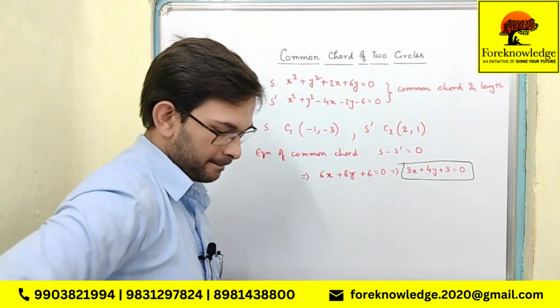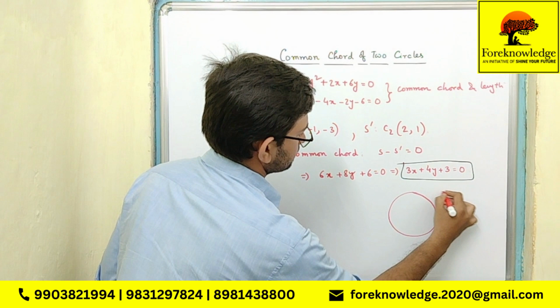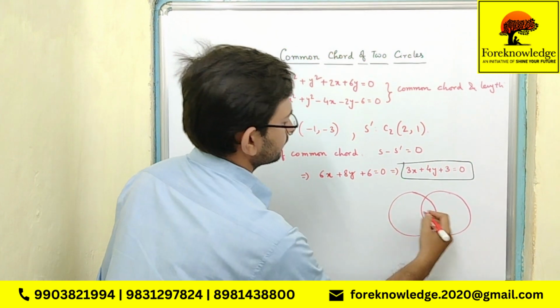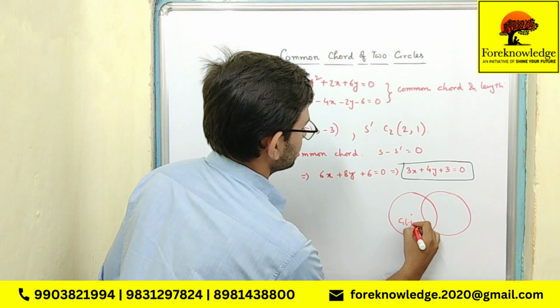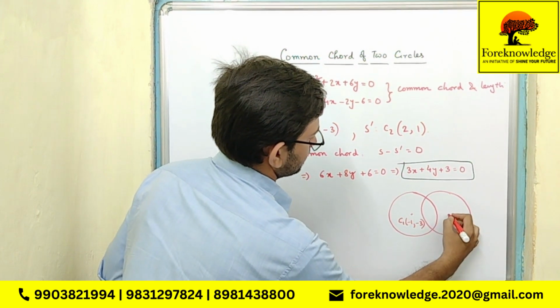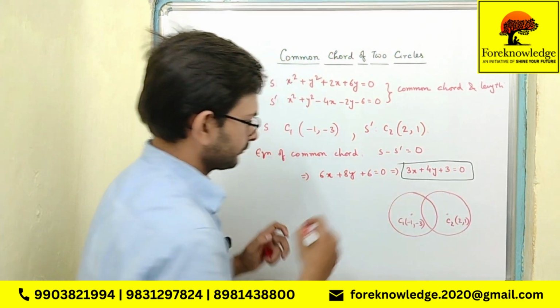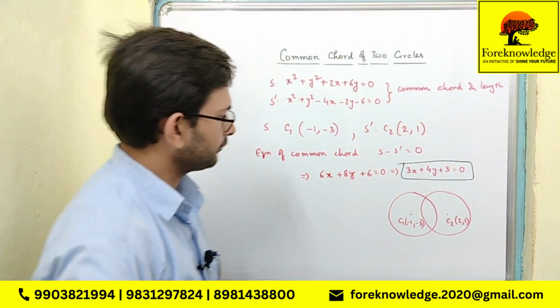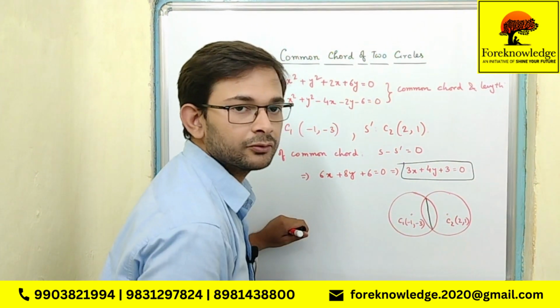Now, this is C1. C1 means minus 1 comma minus 3. This is C2. C2 means 2 comma 1. So what we have to find? We have to find the length of this common chord.